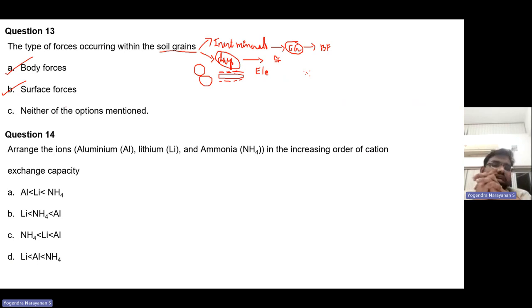Now arrange the ions: aluminium ion, lithium ion, and ammonium ion, in the increasing order of cation exchange capacity. Sorry for the mistake. To understand this, first we shall assign the valency to these ions. Aluminium is +3, lithium is +1, ammonium is +1.